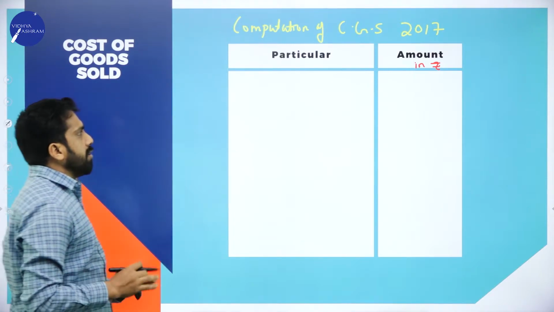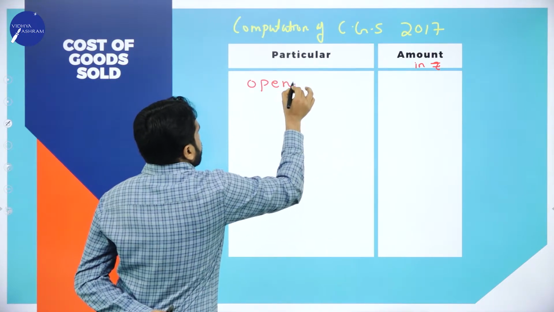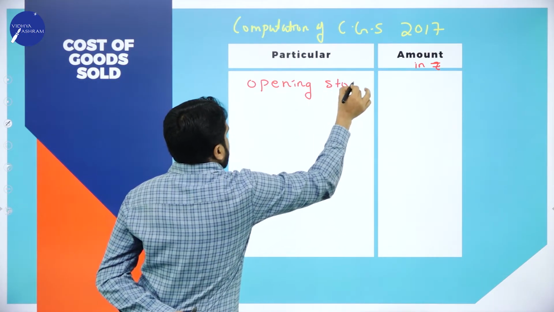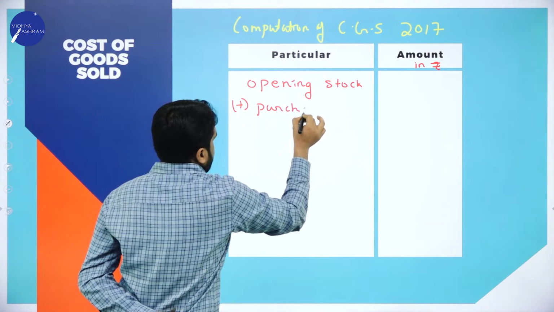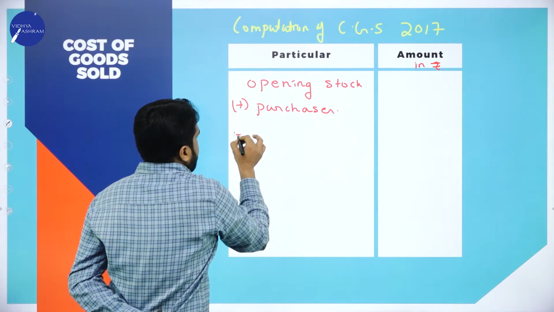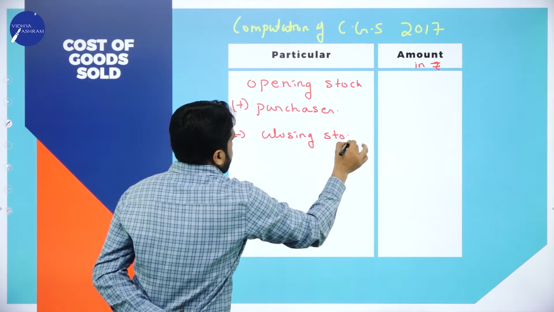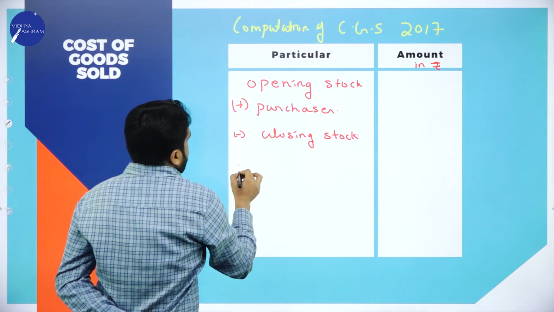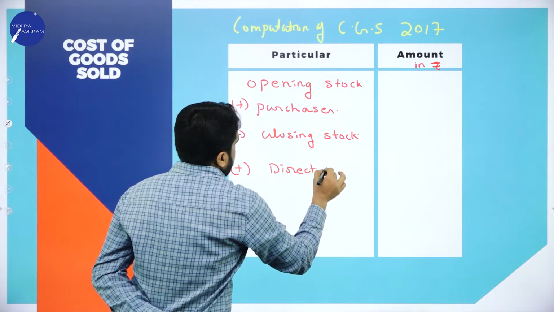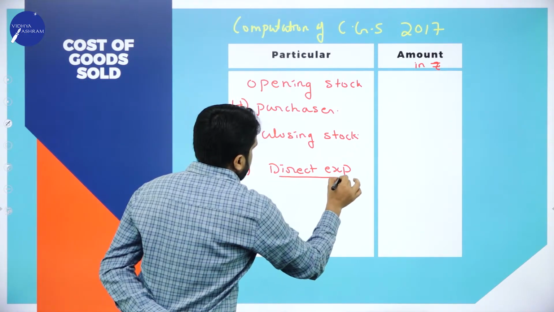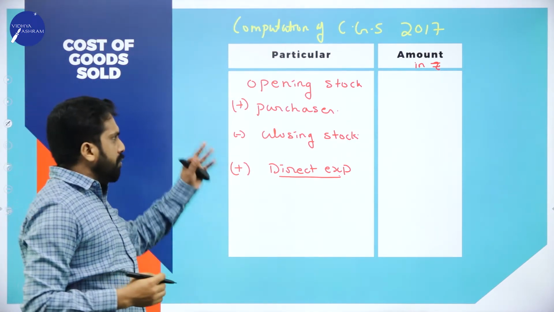Now, we'll follow the same format. First one, opening stock, add purchases, minus closing stock, add direct expenses. So this is your format to calculate cost of goods sold. We'll do it one by one.